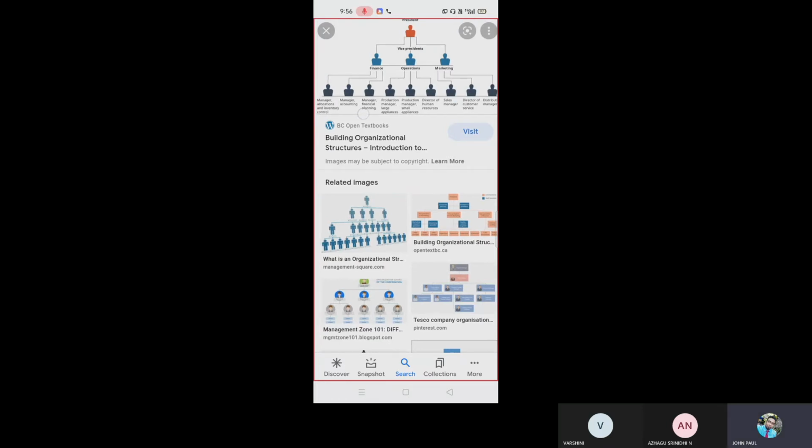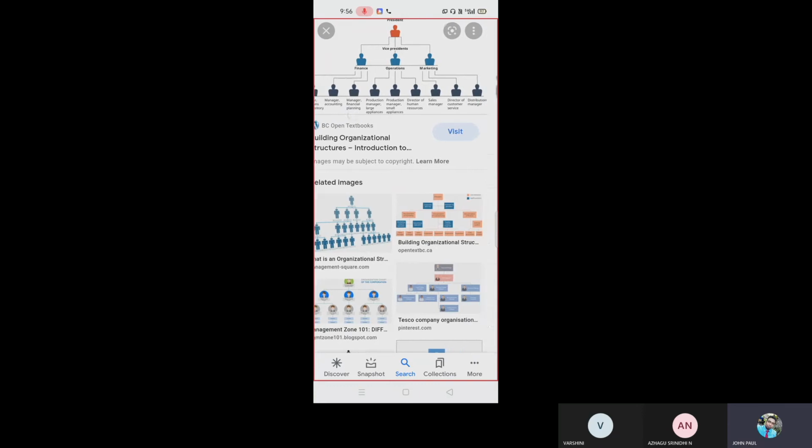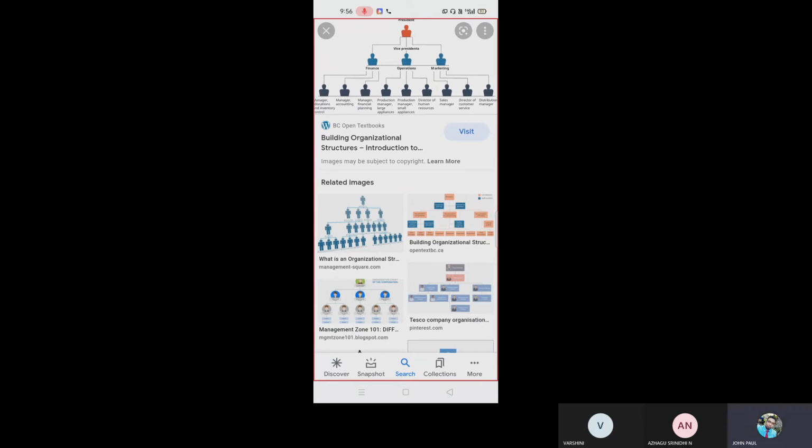manager allocation and inventory control, manager accounting, manager financial planning. What about operations? Production manager small applications, director of HR. அப்புறம் marketing people marketing head department கீழே sales manager, direct customer, then distributor managers. Okay, so this is what horizontal. Okay.